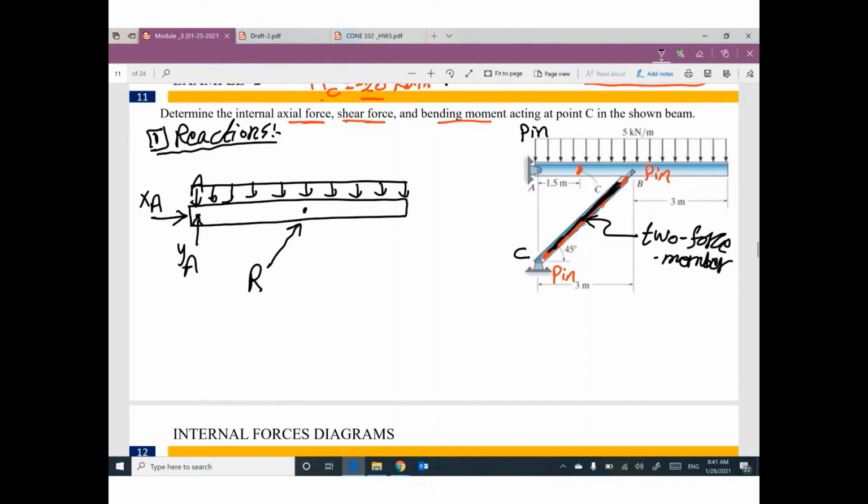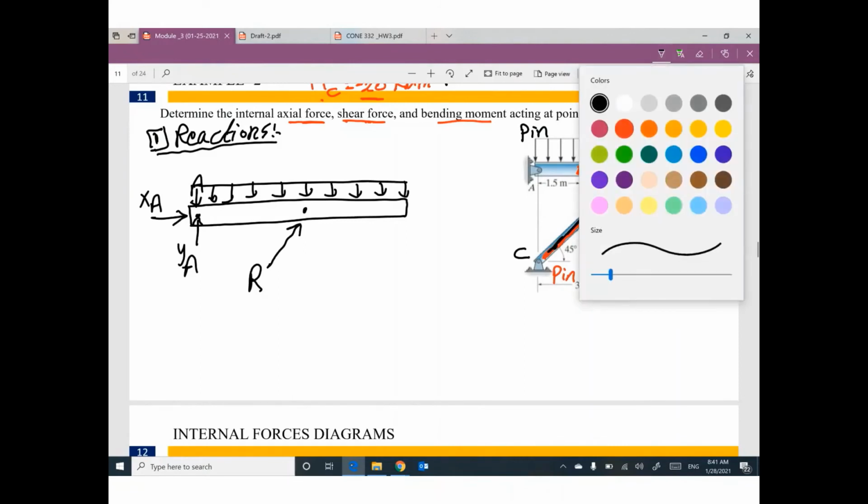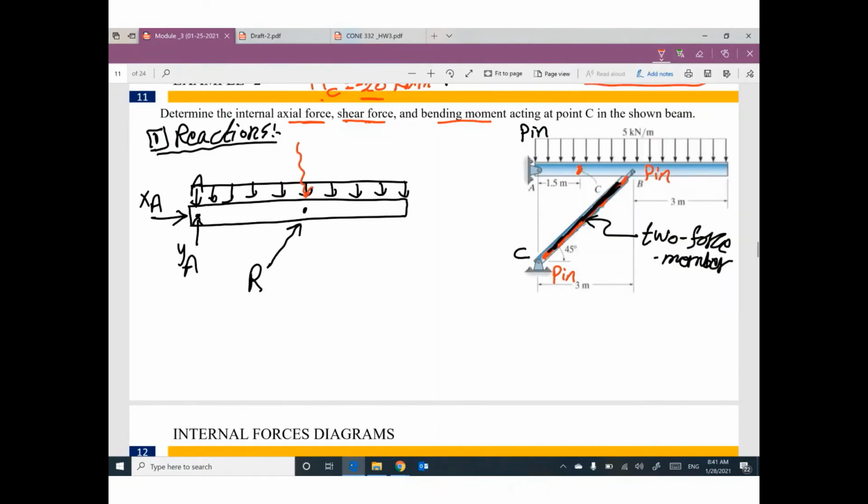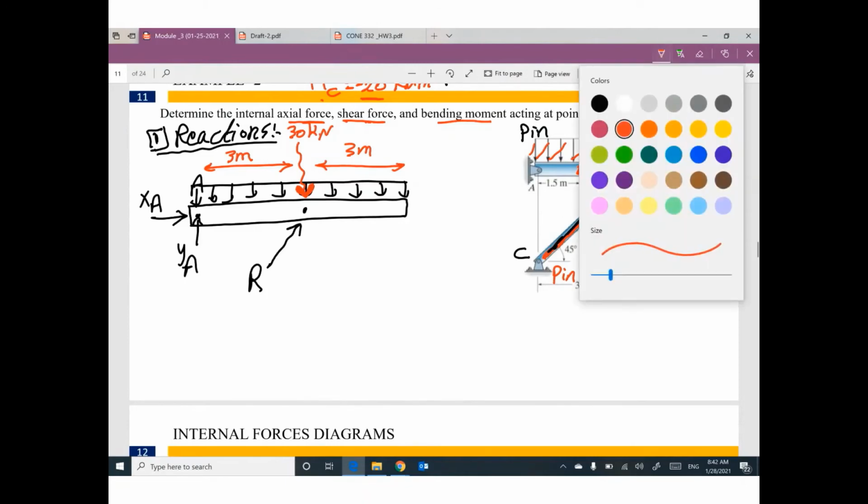We have two tasks here. The first task, we need the equivalent force. How much is the equivalent for this distributed load? Do you know? And where? At mid distance. So this distance will be 3 meters and this distance will be 3 meters. How much is this equivalent force? It will be 5 times 6, 30 kilonewton.